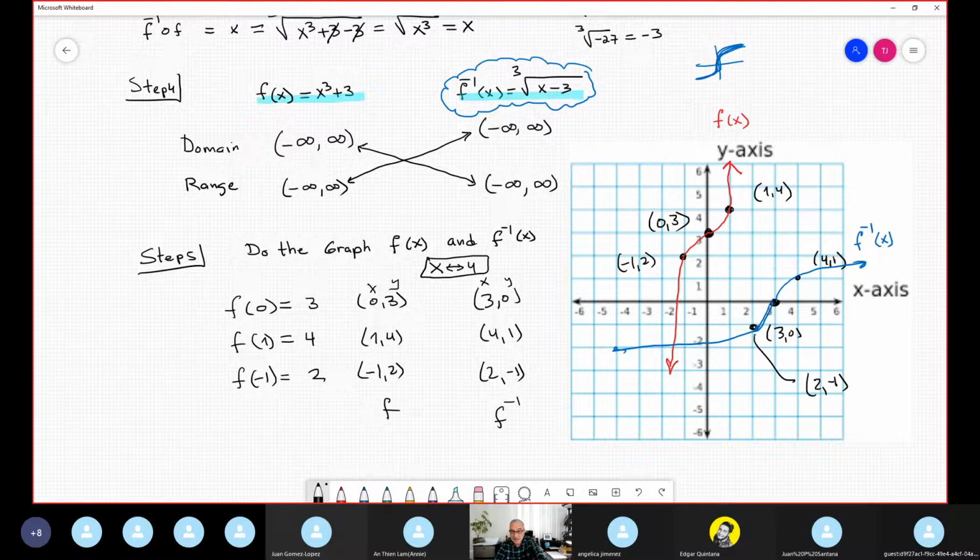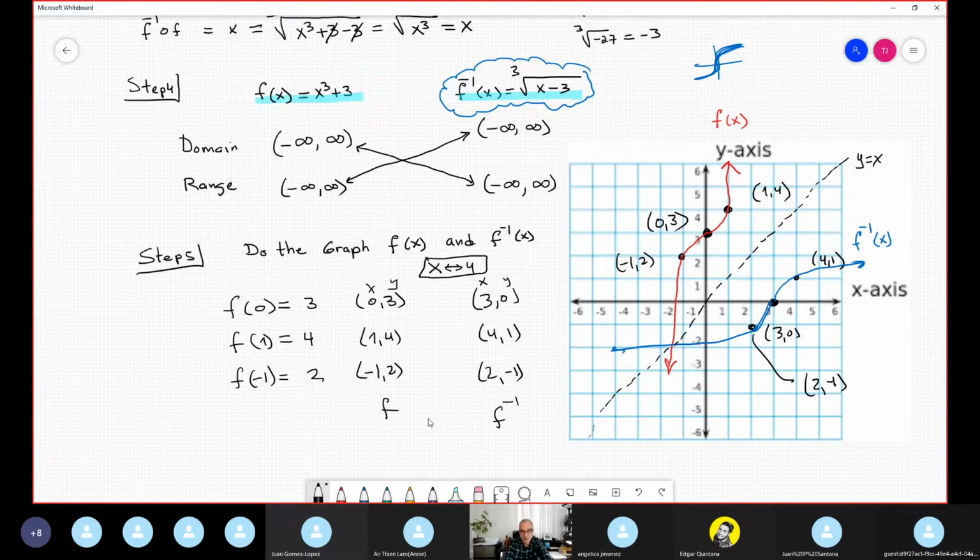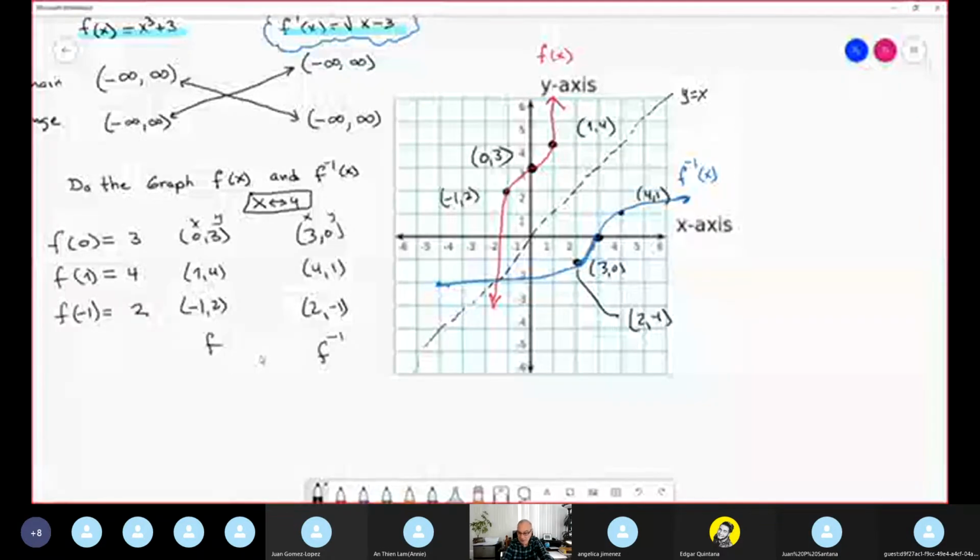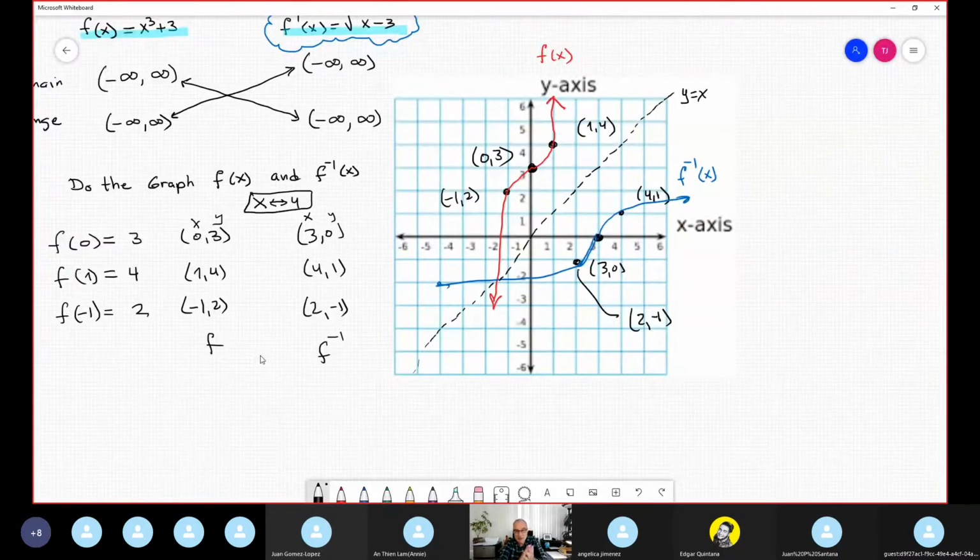These graphs are symmetric with respect to the line y equal x, which represents the identity function. Any graph of an inverse function is symmetric with respect to the line y equal x. You will be able to do the graph of the inverse of any function super easily because you interchange x and y point by point, and you get the graph.